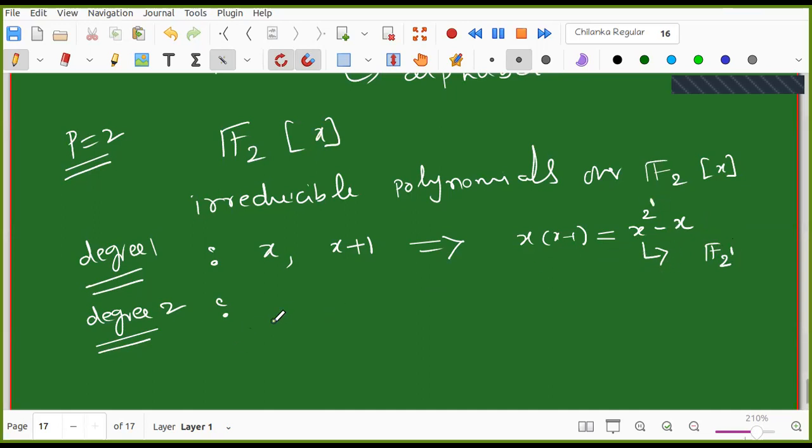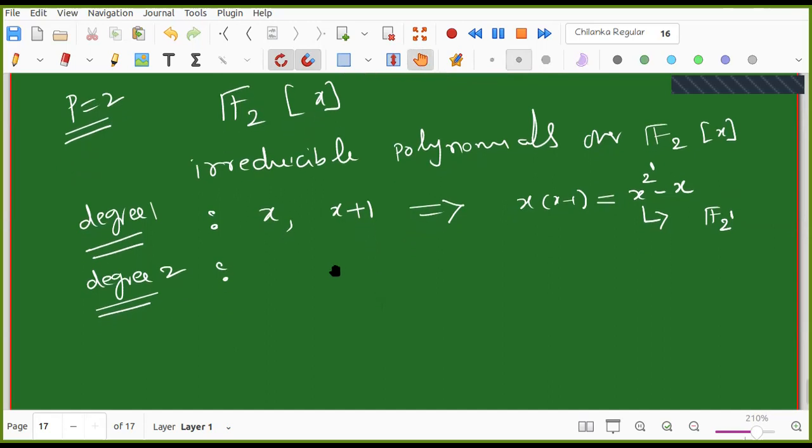Now can you tell me the degree 2 irreducible polynomials? There are no irreducible polynomials of degree 2? Okay, first of all, how do we write a polynomial of degree 2, like a0 plus a1x plus a2x square? Oh, so x square plus x plus 1, where ai belong to F2.